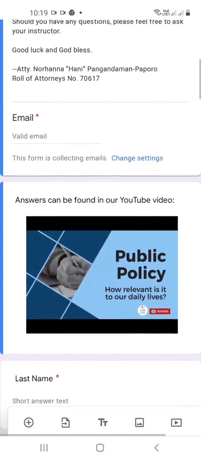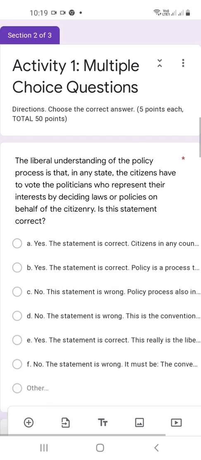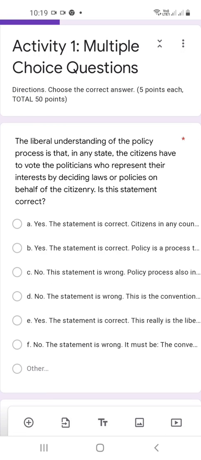So this is the form. See, we have here activity 1. The liberal understanding of the policy process is that in any state, the citizens have to vote for politicians who represent their interests by deciding laws or policies on behalf of the citizenry. So the question is, is this statement correct?